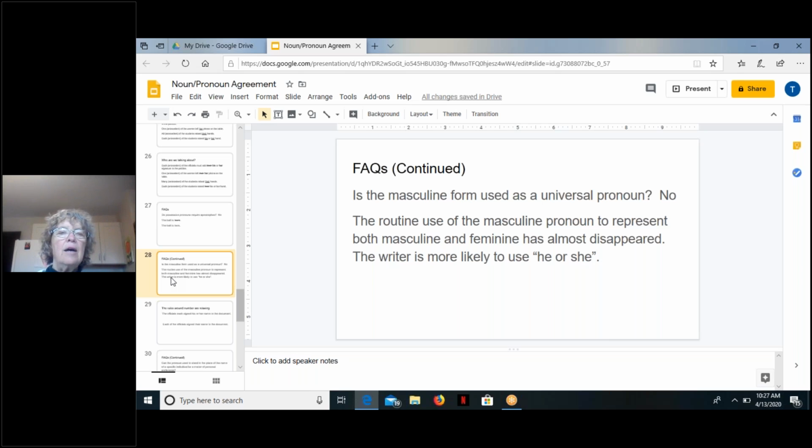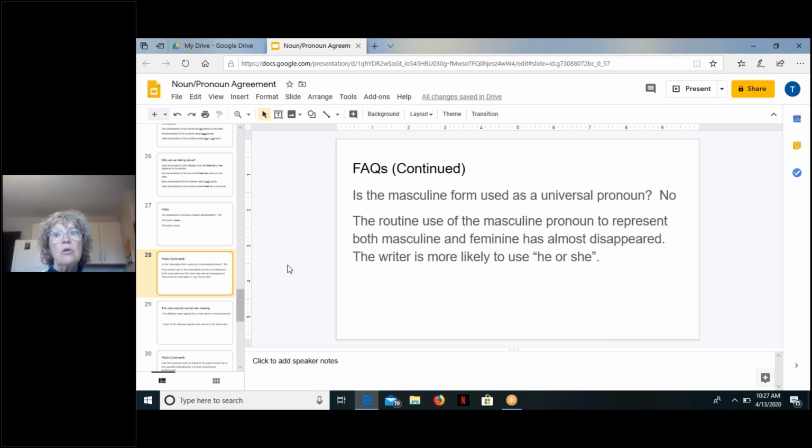A second question that's often asked is: is the masculine form of the pronoun a universal pronoun? And the answer to that is no. We used to refer to "man" and "his" and "he" as referring to all people, whether they're women, boys, girls, whoever. We could use "man" and it would represent everybody. We don't do that anymore. We're more likely now to use the masculine pronoun to represent a masculine noun.